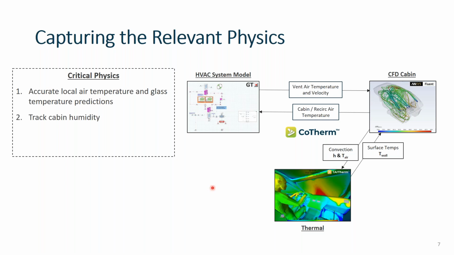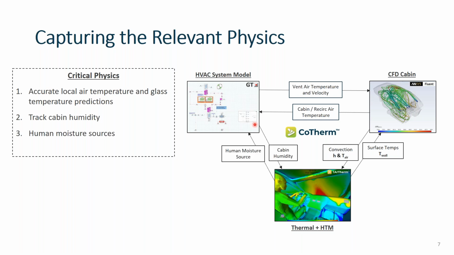The next important piece of physics we need is the ability to track the cabin humidity over time. So for this, we're using a 1D cabin model in GT. So we're not doing any thermal simulation or thermal predictions with this 1D cabin. It's simply a moisture balance. And we can add our human moisture sources to this 1D cabin. Also, be able to consider different quantities of fresh intake and recirc air intake, and then be able to track the moisture within the cabin over time.